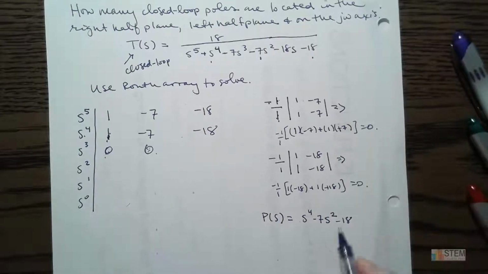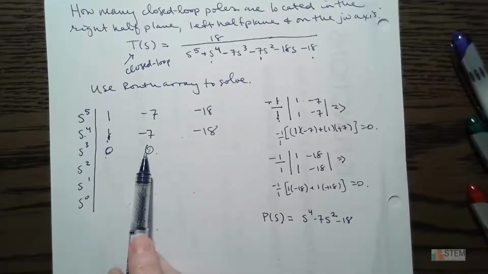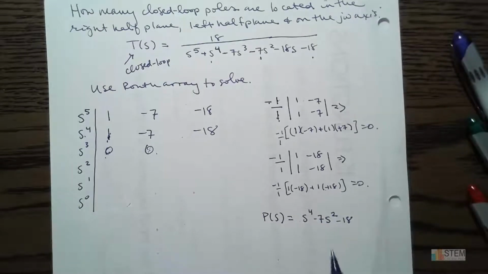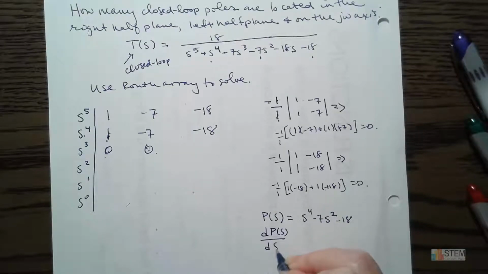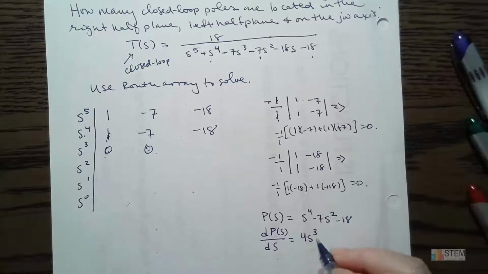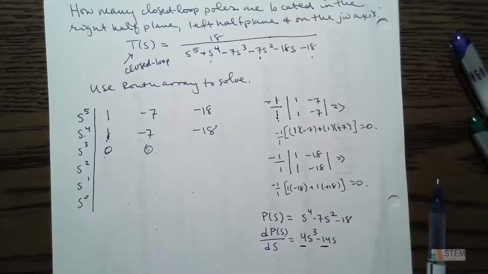And now that we have that, I need to use this to replace these zeros. I have 2 zeros here, so I need 2 values. What we're going to do is take the derivative of this polynomial with respect to S, and that's going to give us the coefficients we need to replace these zeros. So what do we have for the derivative here? Well, the derivative of S to the 4th is going to be 4S cubed. And then this one will be -14S, and the derivative of -18 is 0. So now the 4 and the -14 will replace those zeros.